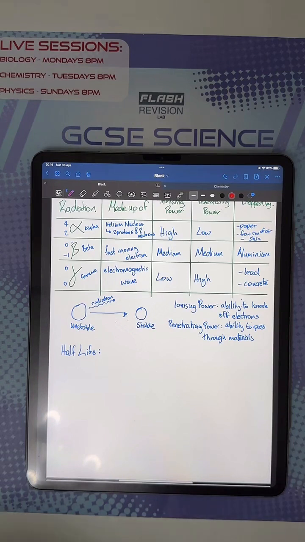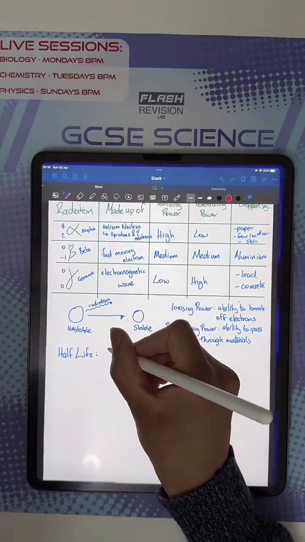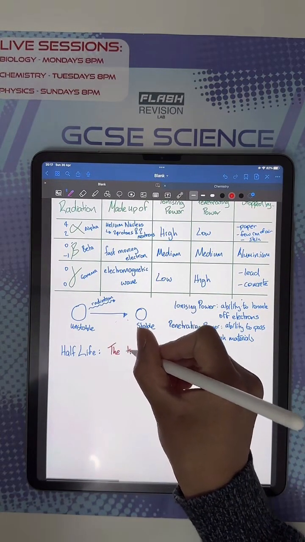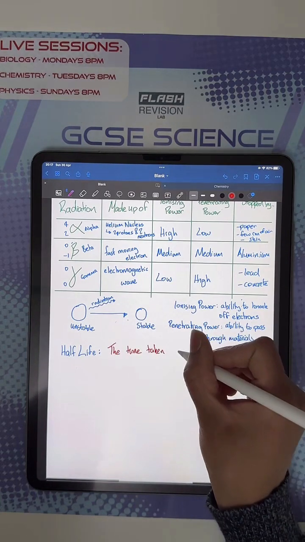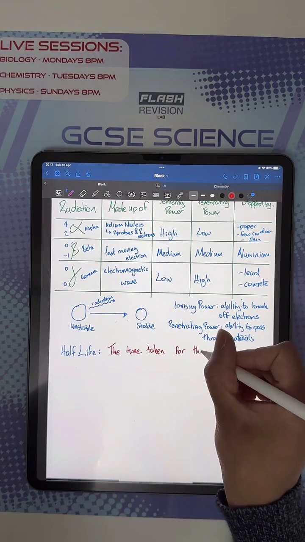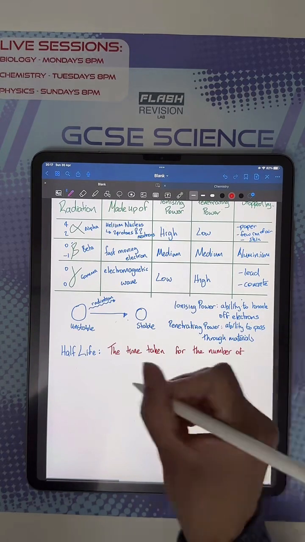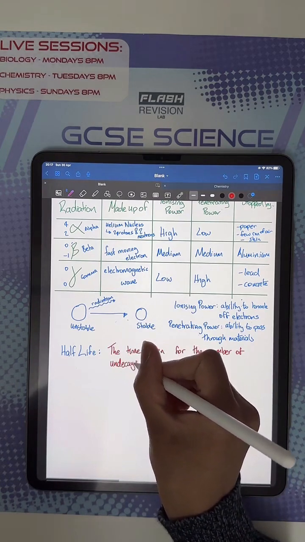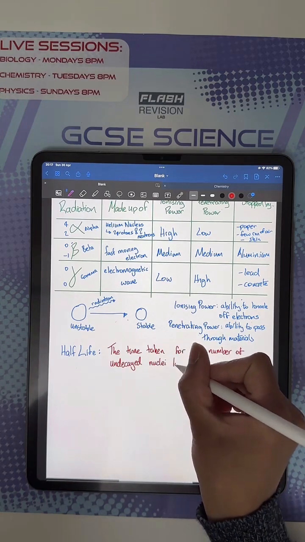Number of days for a radioactive atom to decay. No, I wouldn't say that. So there are 2 ways to word it. The time taken for the number of undecayed nuclei to halve.